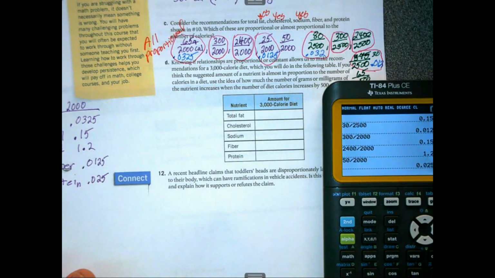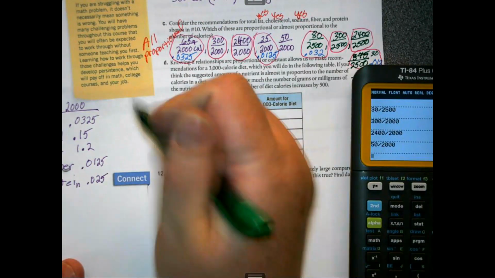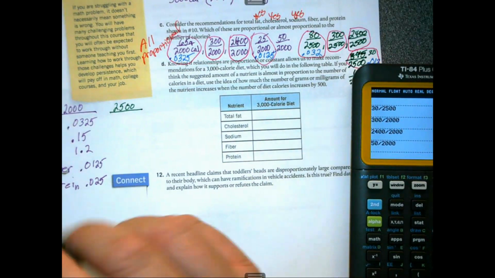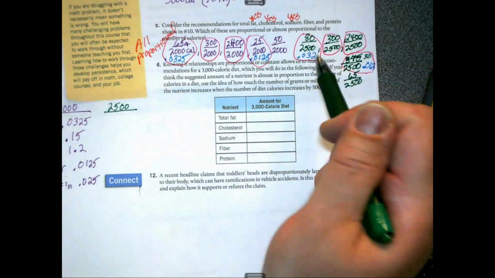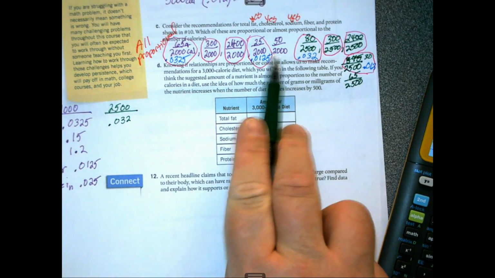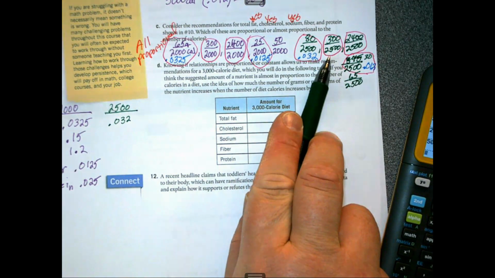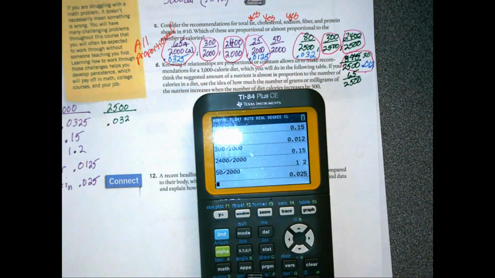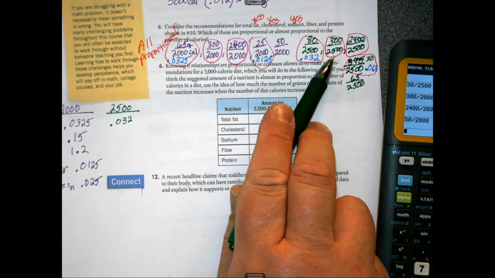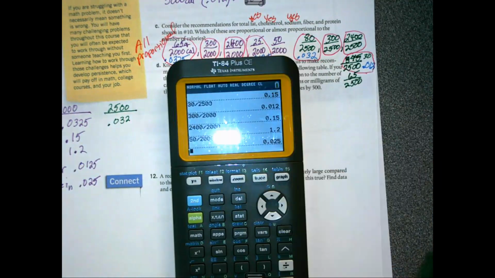Then we have the 2,500 calorie, right? So total fat was 0.032. The cholesterol was the same, right? Oh no, it's not the same. Yeah, it was. Cholesterol was the same. 300 over 2,500. Actually, it's going to be a little off. So 300 divided by 2,500, 0.12.